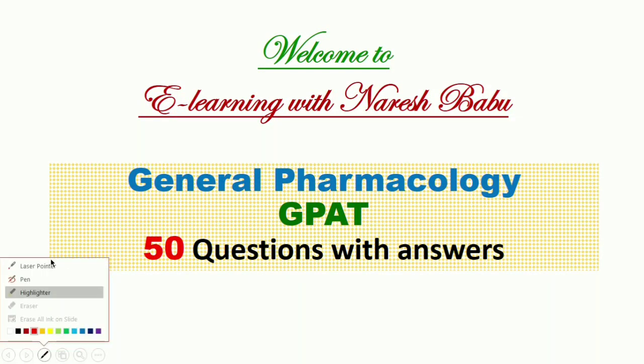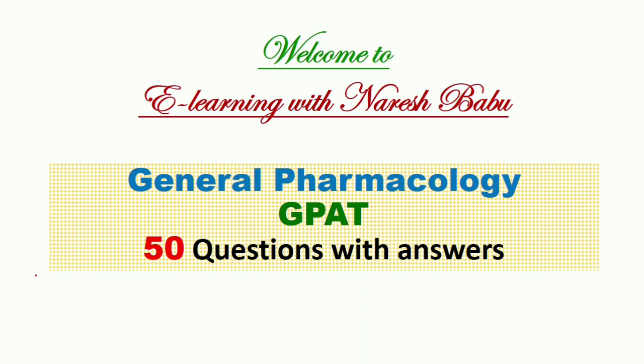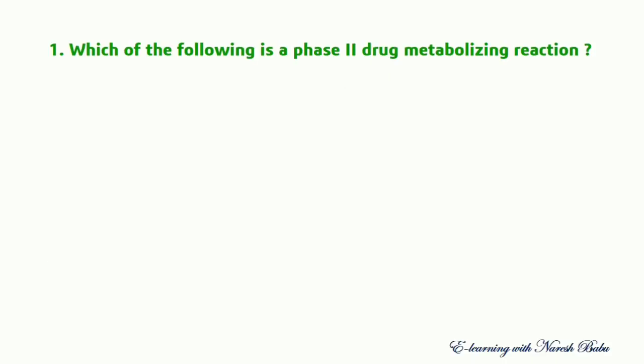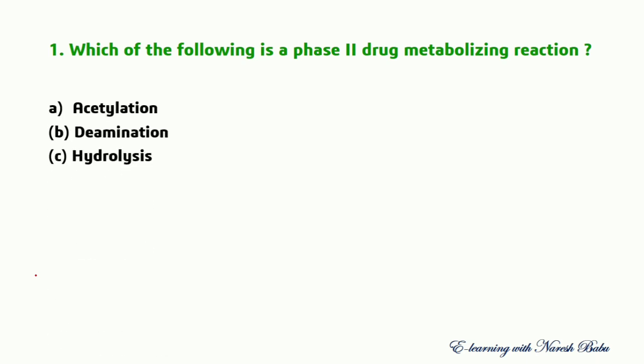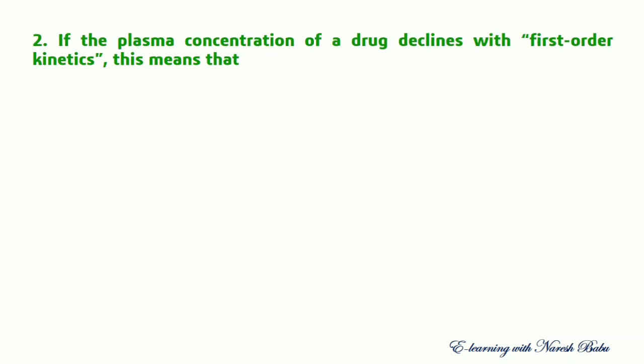Hi, in this video, I am going to give some important GPAT questions related to general pharmacology. So, which of the following is a phase 2 drug metabolizing reaction? Acetylation, deamination, hydrolysis, oxidation, and reduction. So, among these, the phase 2 drug metabolizing reaction is acetylation.